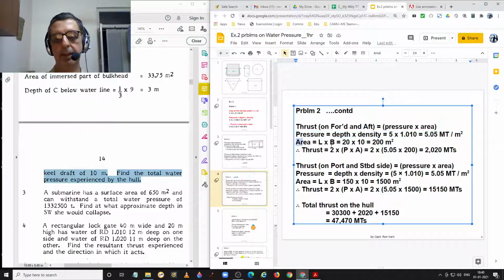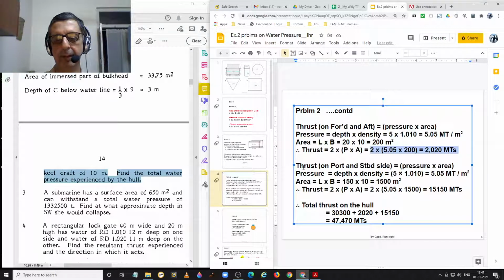Area is equal to length into breadth, equal to 20 by 10, equal to 200 square meters. This is the area on one side, either the port or the starboard side. Now for the thrust, we're going to multiply by 2 the product of pressure and area, that is twice the product of 5.05 and 200, and that works out to 2020 metric tons.